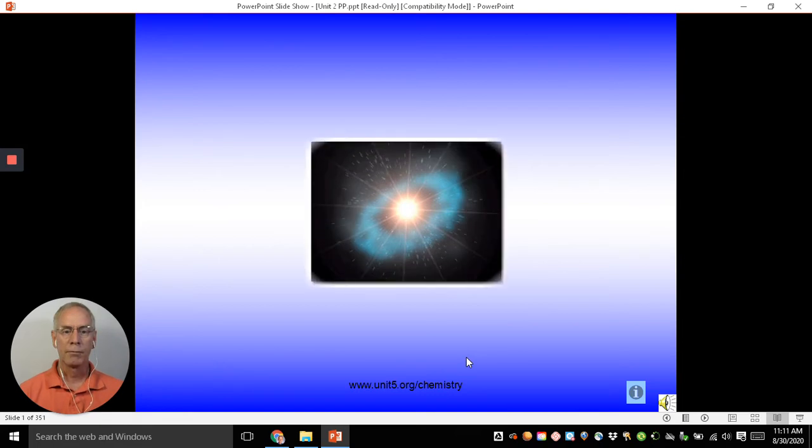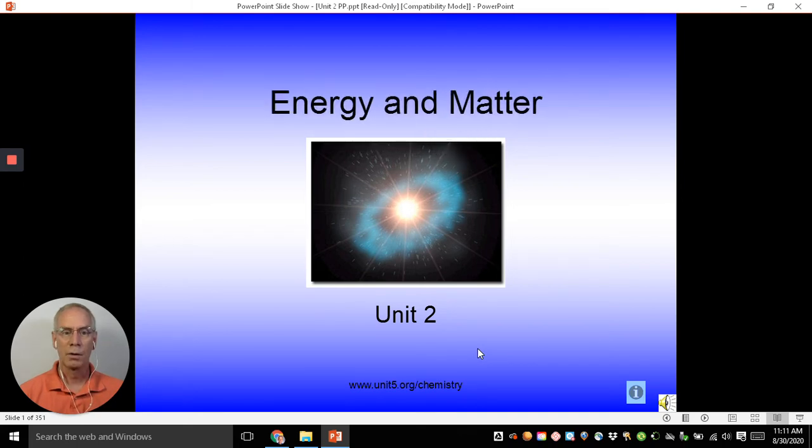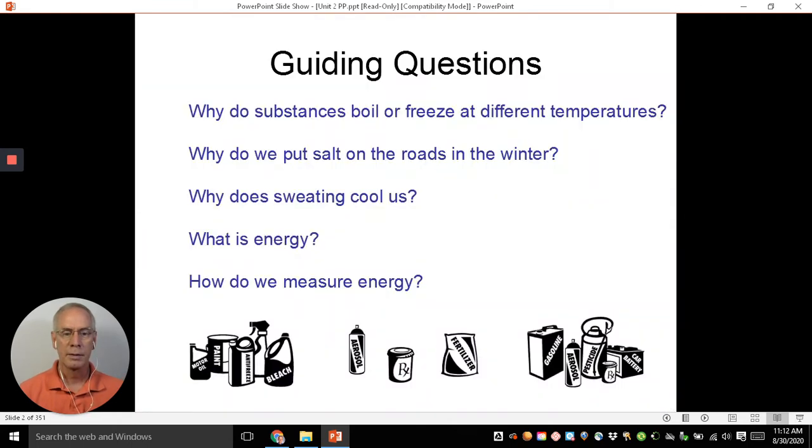So if we look at this, I don't know if that's the Big Bang going off, the beginning of the universe, right, where maybe there was a tremendous amount of energy released and matter was formed. And this unit is called Energy and Matter. If you look up the definition of chemistry, it's the study of matter and the energy changes it undergoes. So let's get started. So here's some questions. These aren't important questions, but they're the type of questions we could think about.